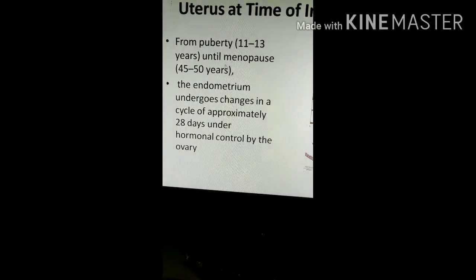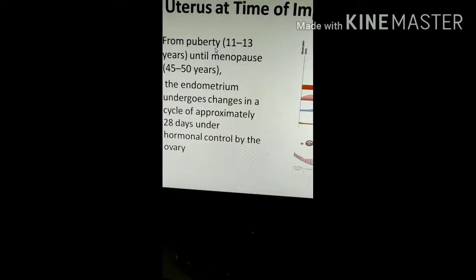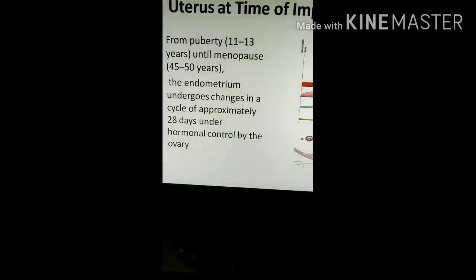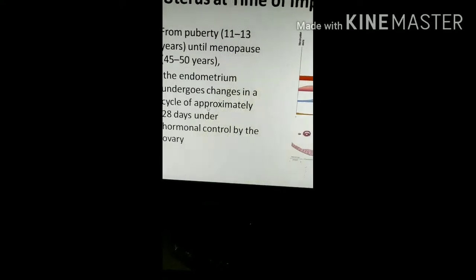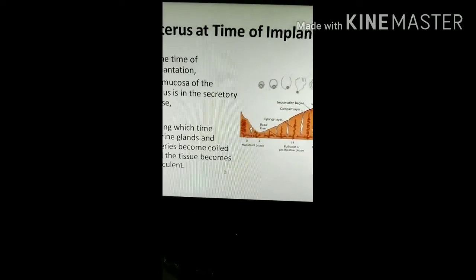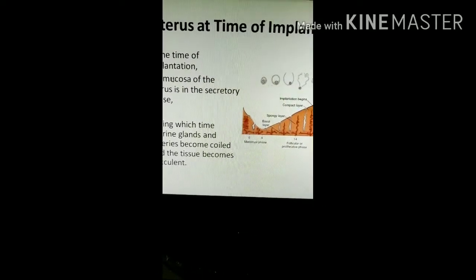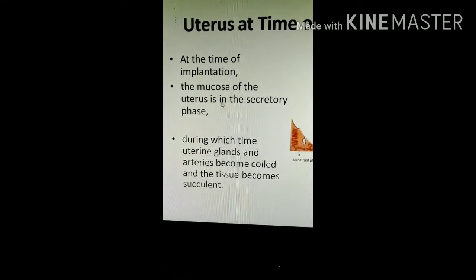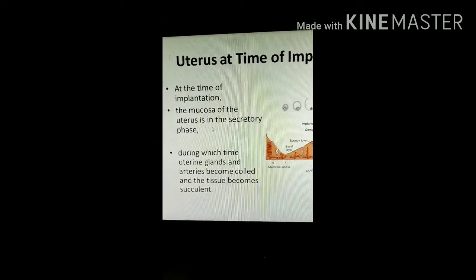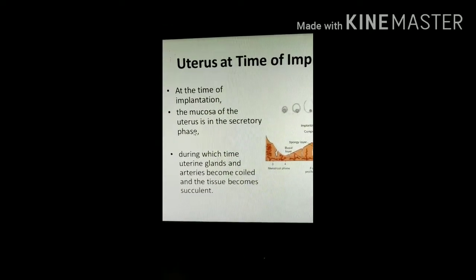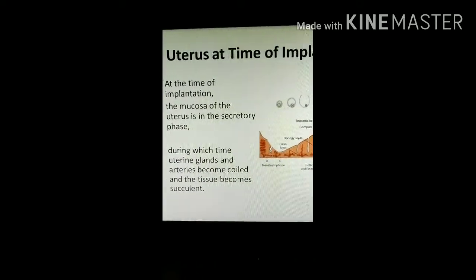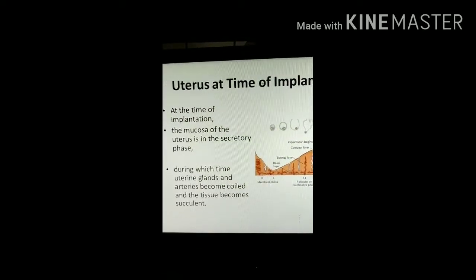The lady is in the reproductive age, from puberty to menopause, and the endometrium undergoes a regular 28-day cycle under hormonal control. But at the time of implantation, the mucosa of the uterus is in the secretory phase. This is another important question: during implantation, the mucosa of the uterus is in what phase of the menstrual cycle?